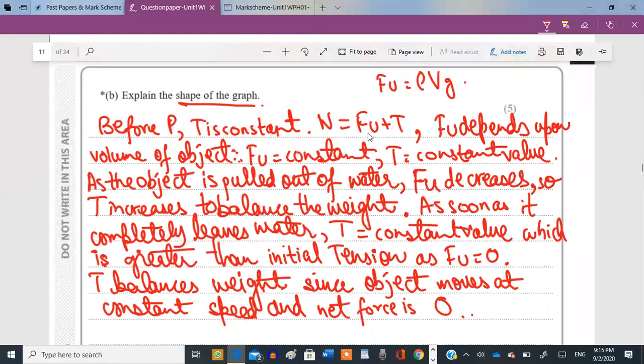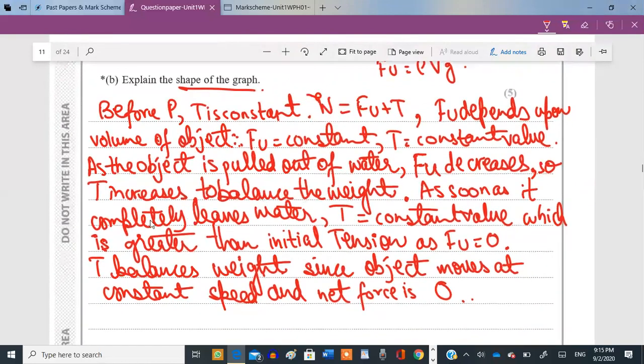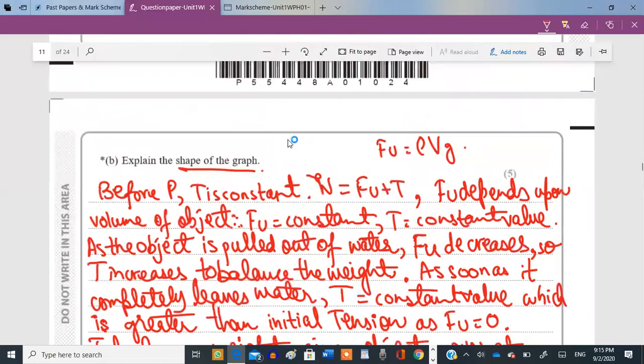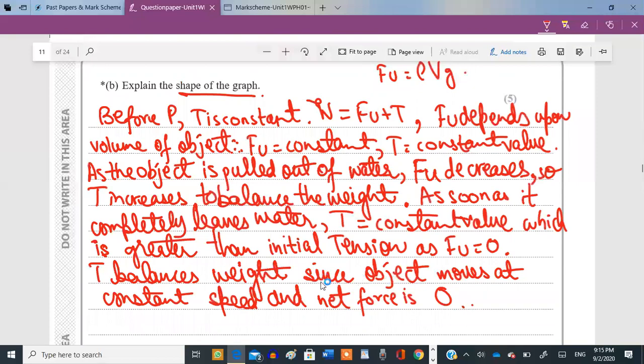So if the upthrust falls and we need to keep the speed constant and keep the net force zero, then the weight has to be balanced by the tension. So if the upthrust is falling, the tension has to rise. As soon as it completely leaves the water, over here, upthrust decreases, so tension increases to balance the weight. As soon as it completely leaves the water, tension becomes constant, and this constant value is greater than the initial constant value of the tension. It is above the initial value because now the upthrust has become zero. Tension balances the weight since the object moves at constant speed, and the net force is zero.